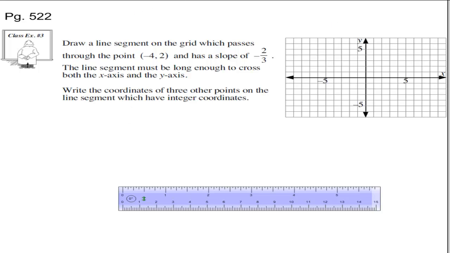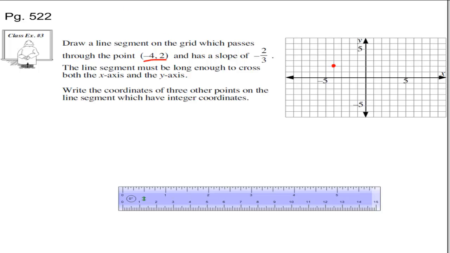So let's start off by plotting that point that we were given. This is (-4, 2). So we start at the origin. -4 is going to be 1, 2, 3, 4 to the left, and we've got 2 for y, so that's going to be 1, 2 because it's positive. Alright, so that will be our point at (-4, 2). I'm just going to erase the rest of these here.